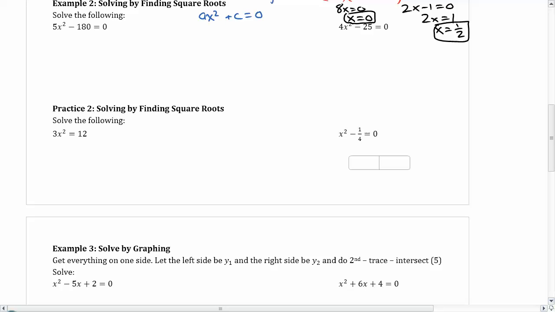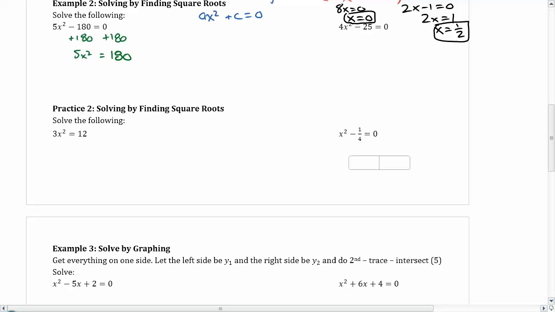So what we're going to do is actually solve this like it was a regular linear equation. You don't need to do anything different. So pretend that this first one just said 5x minus 180, and you needed to just solve for x. Well, the first thing we would do is add 180 to both sides. So you'd have 5x squared equals 0 plus 180, or just 180.